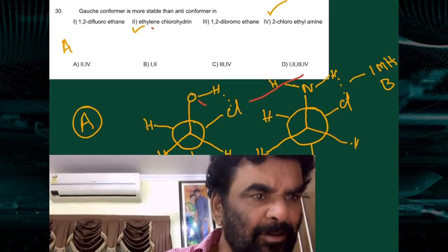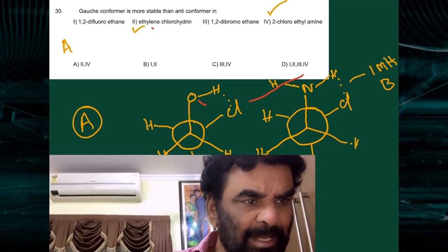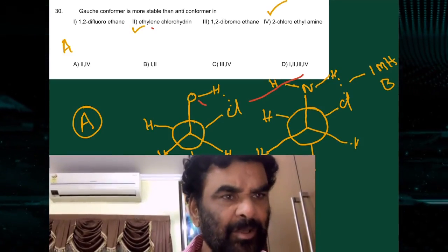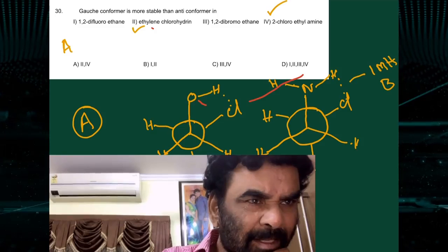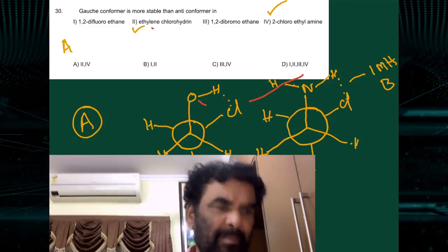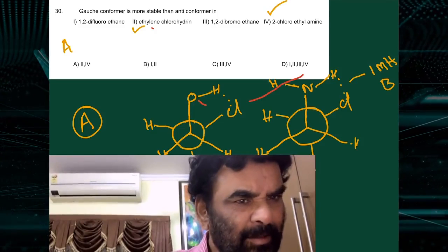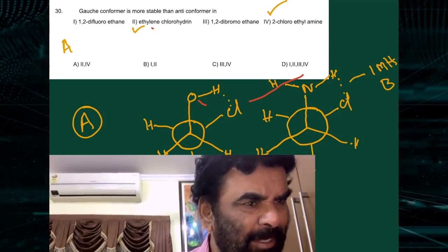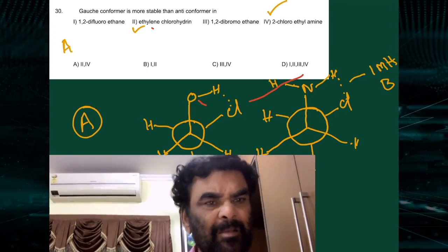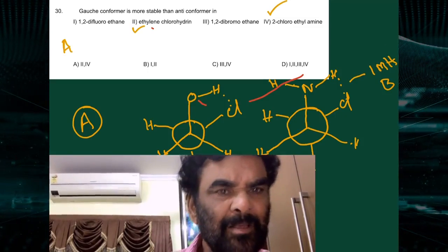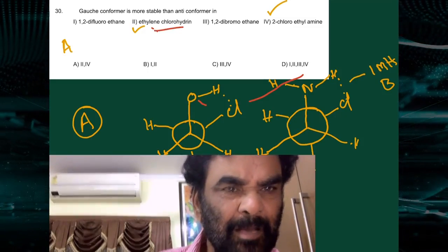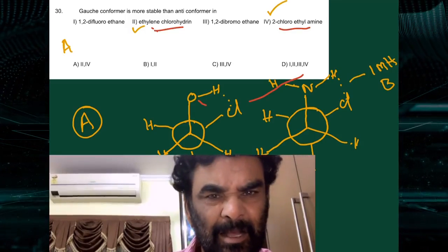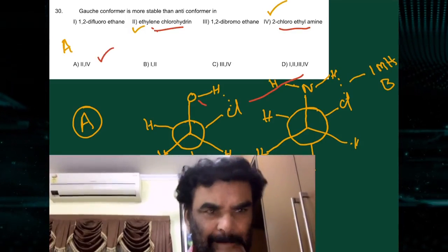Here the amino group, 1-amino-2-chloroethane, that is, 2-chloroethylamine. Whatever it is, hydrogen bonding is possible between the hydrogen of the amino group and the chlorine of the next one. In this gauche form, intramolecular hydrogen bonding is possible, so it is possible in this molecule as well as in this molecule. That is, 2 and 4 are correct. That is, A is the correct option for this.